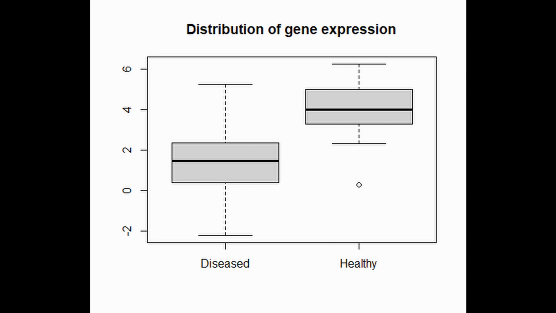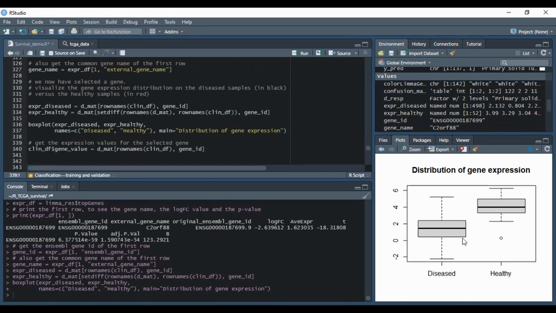Okay, now let's visualize how much differentially expressed it is. Okay, quite a big difference, right? So the samples with the disease show the gene always in lower expression, and the samples from healthy normal people always have a higher gene expression level. Okay, now we want to see if the difference in the expression value does affect the prognosis or not.